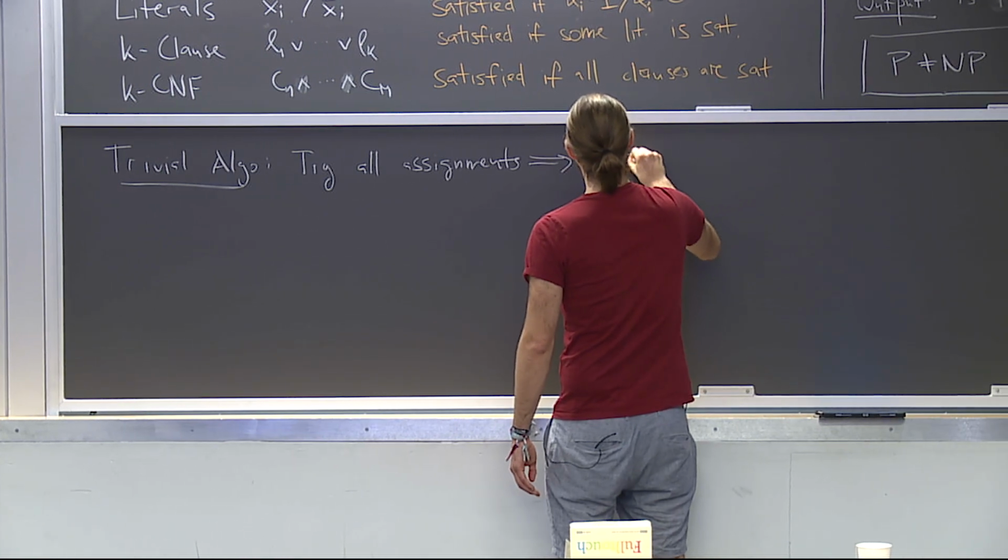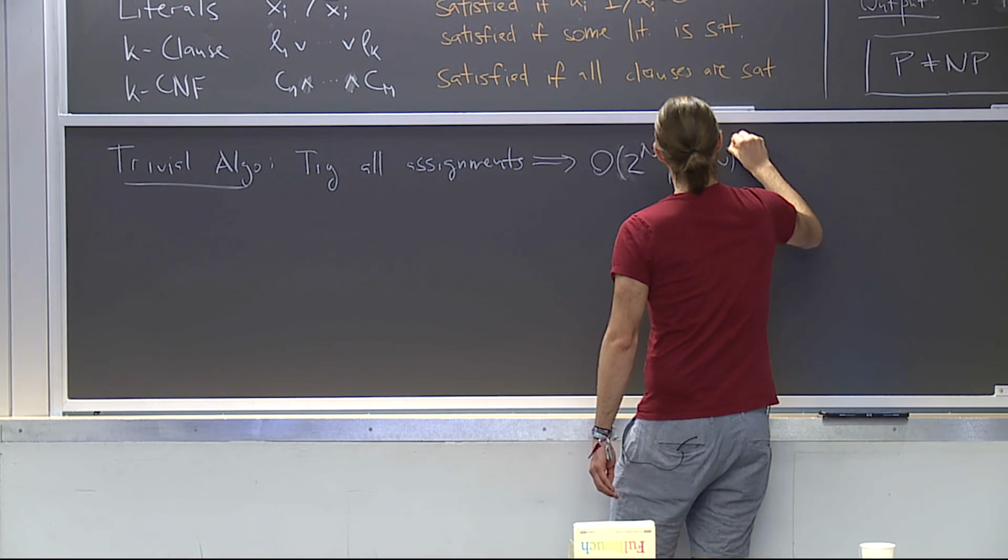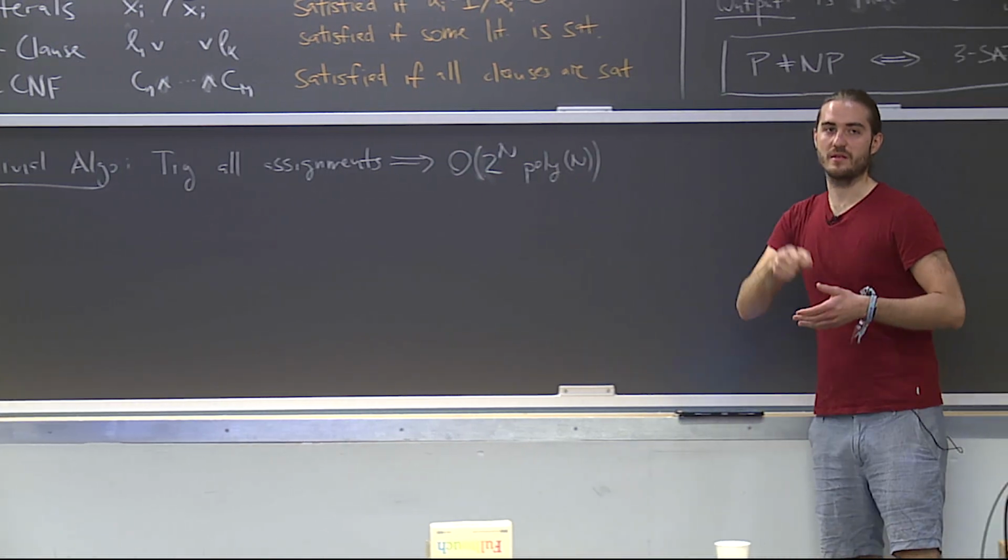Maybe one should be a little bit careful, right? Because we actually have to implement it. Maybe it's time 2 to the n times poly n, because you actually have to test whether the formula is satisfied or something.